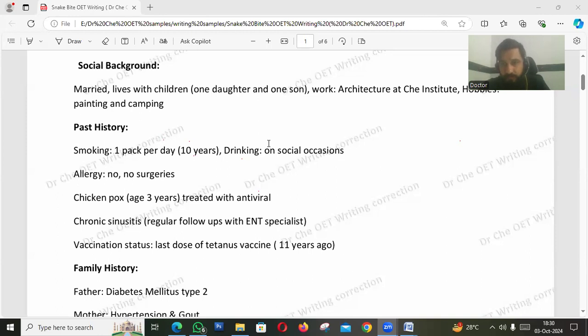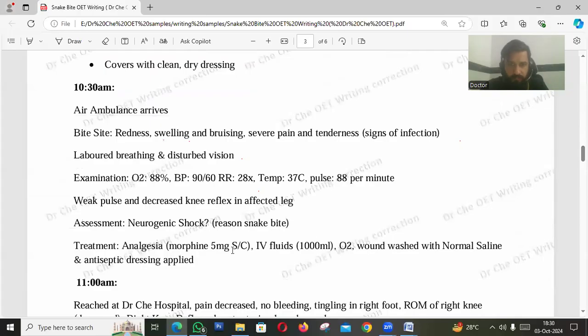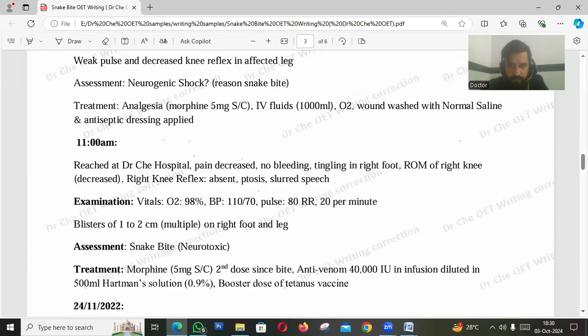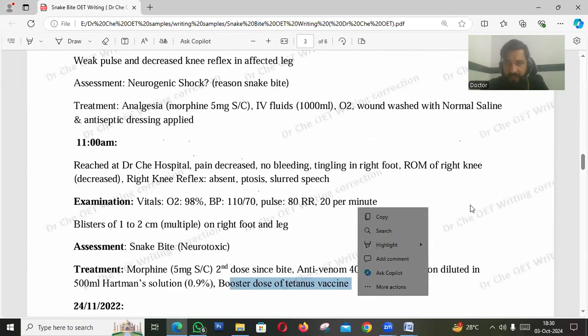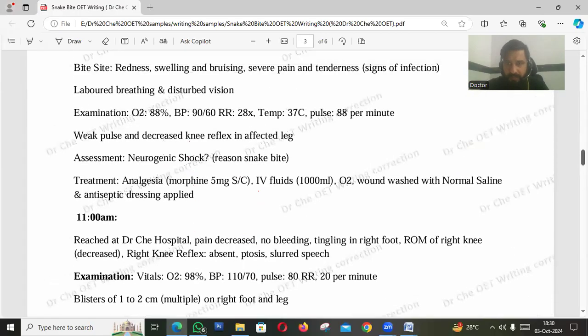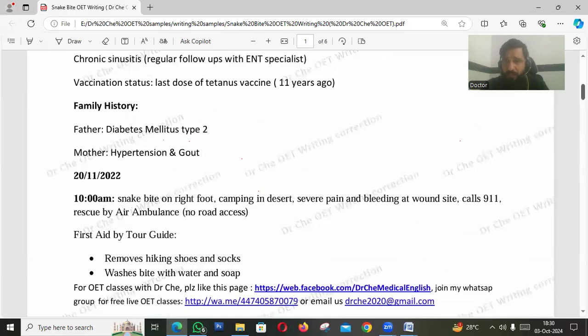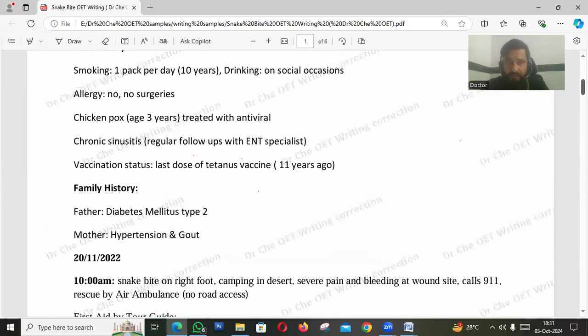Sir, what about the last dose of tetanus vaccine? It's okay, you can mention it, but the patient was already treated. They gave the tetanus vaccine in the hospital. You will see it is given somewhere. A booster dose of tetanus was given because the last dose was more than 10 years ago. So it's already treated, so it's also not important. Is the GP going to give any booster dose for tetanus? No. It is already given, so there is no need to mention this also.